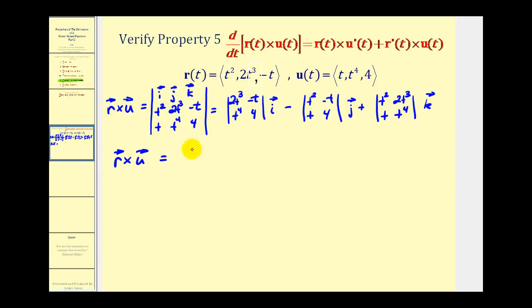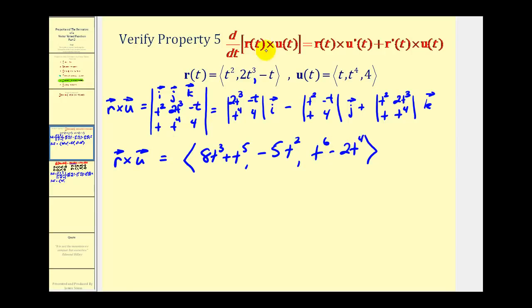I'm going to go ahead and write the result in component form. So for the x component we'll have 8t to the third minus negative t to the fifth. That'll become 8t to the third plus t to the fifth. Here we'll have 4t squared minus negative t squared. That'll be 4t squared plus t squared. That'll be 5t squared, but we are subtracting it, so it'll be a negative 5t squared. Here we'll have t to the sixth minus 2t to the fourth.